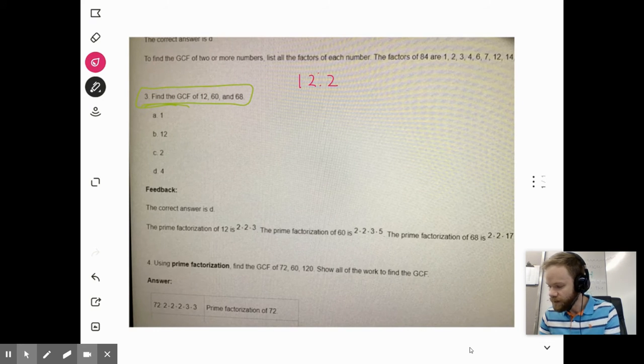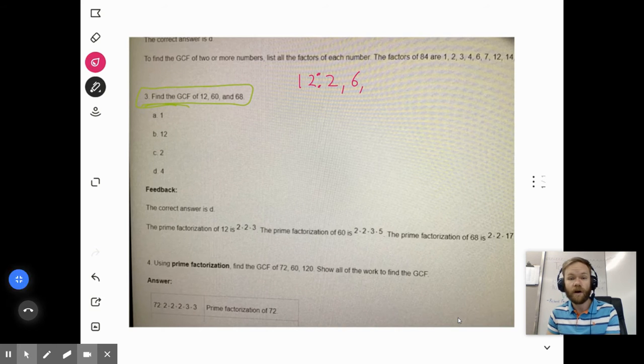Okay, so 2 is one factor. And the other factor is what you multiply 2 by to get 12, because remember, factors are two numbers that you multiply together to get a product. So in this case, 12 has the factors of 2 and 6.